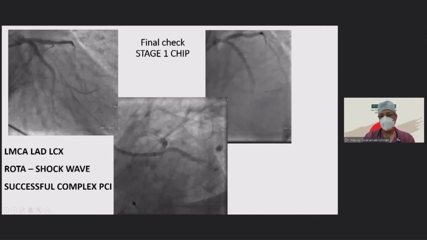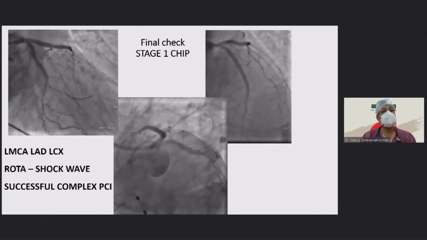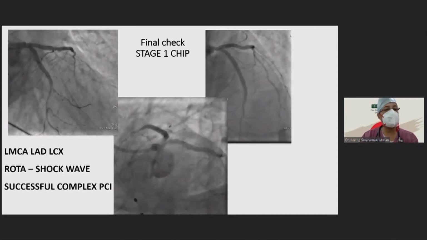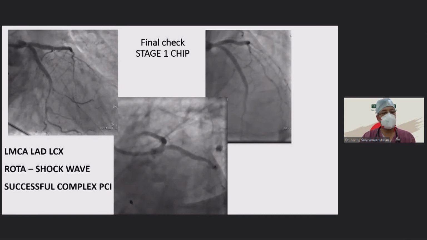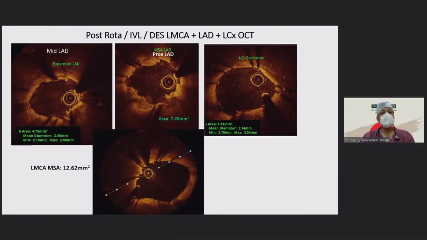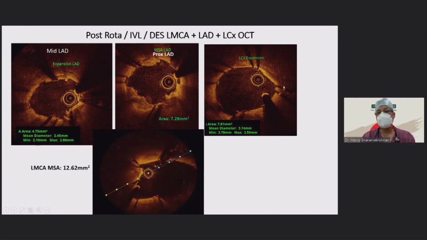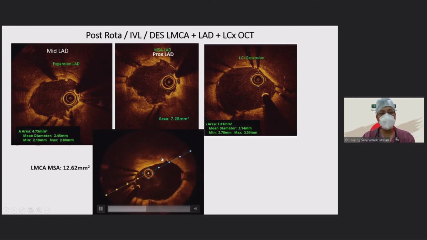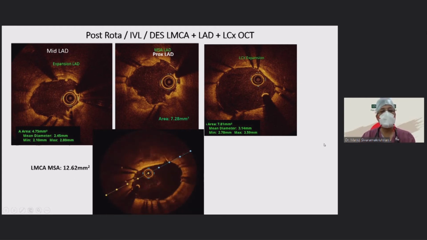And you would see that these are the images of the final check angiogram, which showed a well optimized left main bifurcation, proximal circumflex, proximal to mid LAD and distal LAD after the successful rotor shockwave complex PCI. And these are the images post stenting by OCT, which show a well opposed stent in the mid LAD, proximal LAD, in the circumflex, as well as the left main, with an MSA of 12.6 square millimeter.